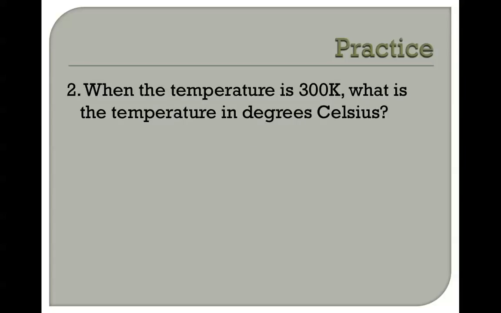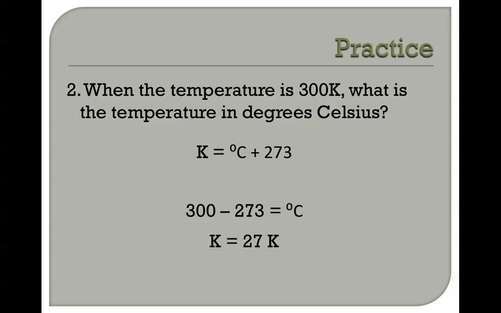Here's another one. Now we're solving for degrees Celsius. So you have Kelvin is equal to degrees Celsius plus 273. I've rearranged and inputted the 300 here, and then solve for 27 degrees Celsius. And here's that missing part that I skipped over. So here I just simply rearranged it to solve for degrees Celsius, subtracted the values to get 27.